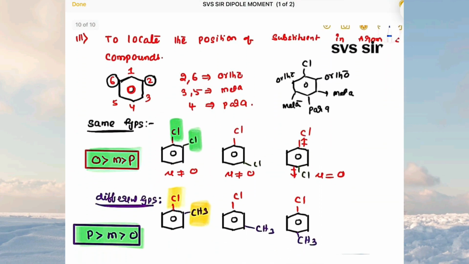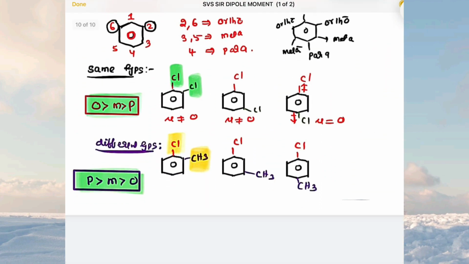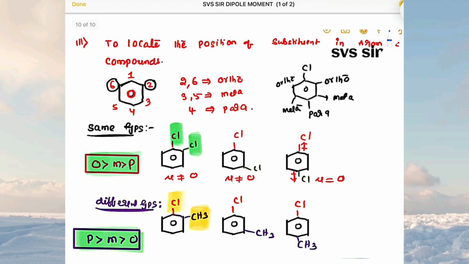So, like this, very, very important. We can locate the position of substituents in organic compounds. If the same groups are present, ortho, meta, para. If different groups are present, para, meta, ortho. So these are the few important points from dipole moment.